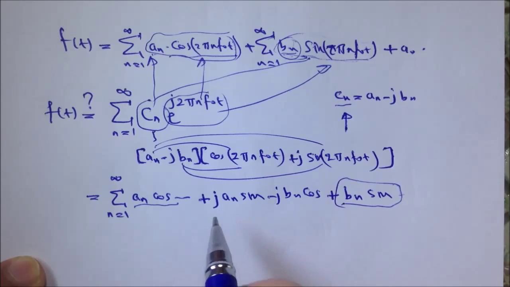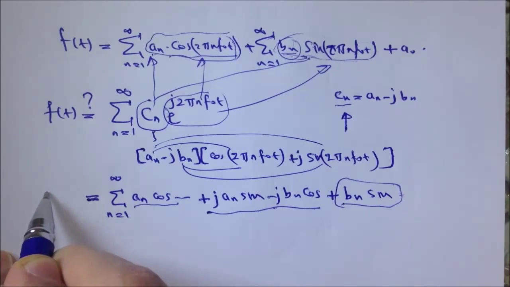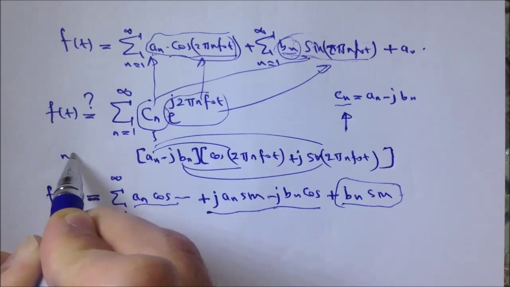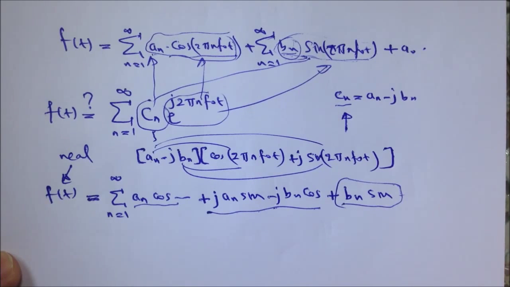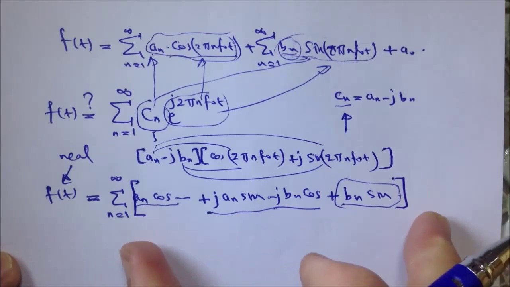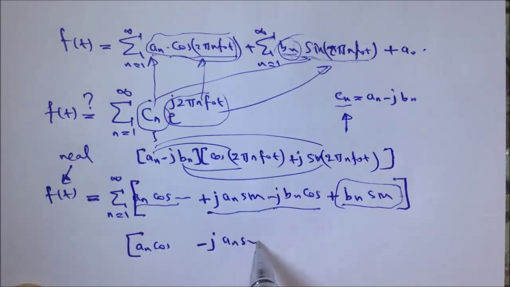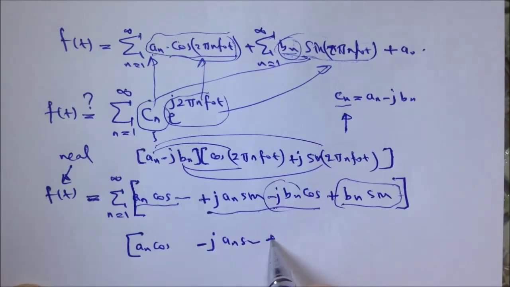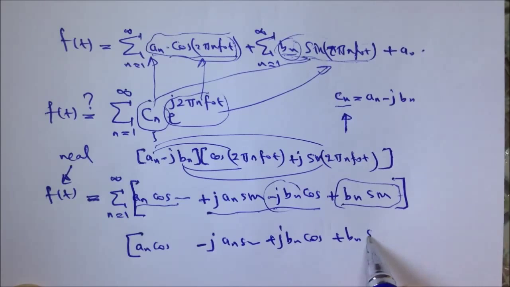The bad news is that these complex terms remain, and remember in the end we need to get f of t, which is a real function. So we need to get rid of these complex terms. The idea is to add a complex conjugate version of this term. So we add a sub n cosine 2 pi n f naught t minus j a sub n sine 2 pi n f naught t plus j b sub n cosine 2 pi n f naught t plus b sub n sine 2 pi n f naught t.